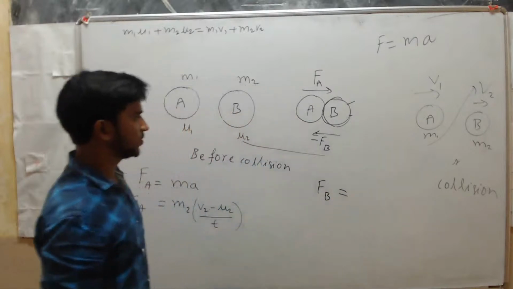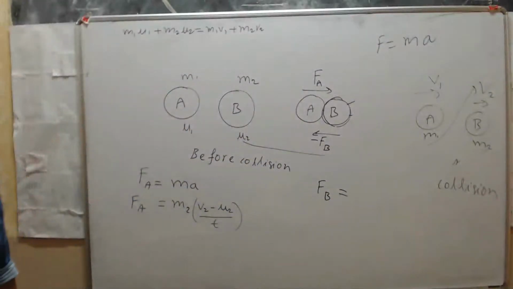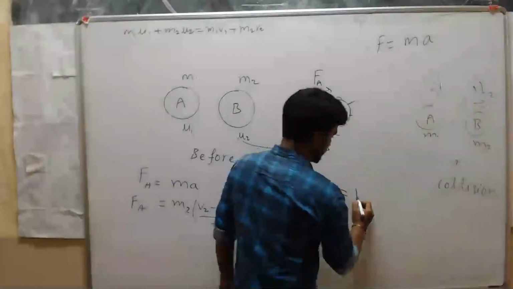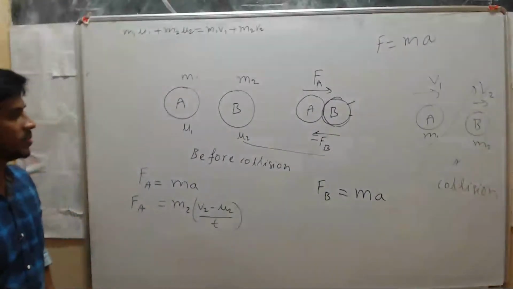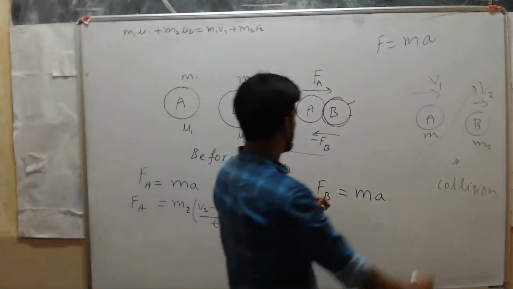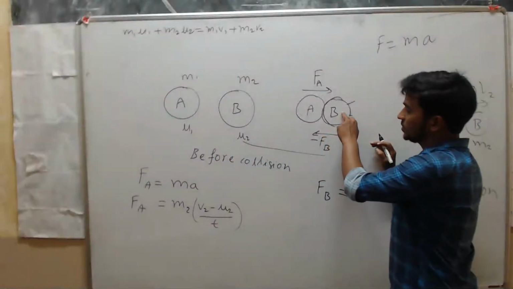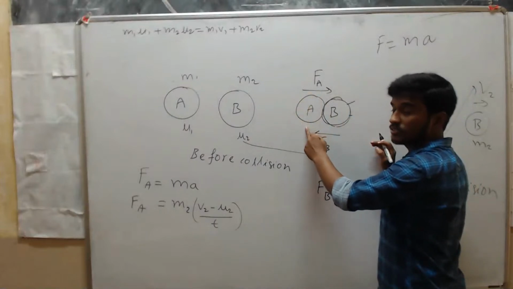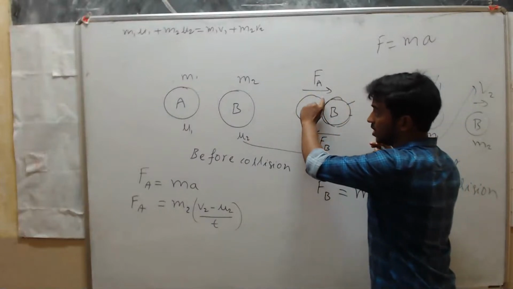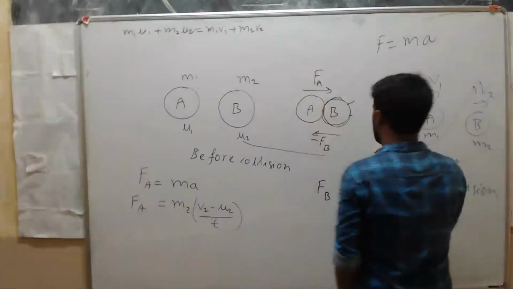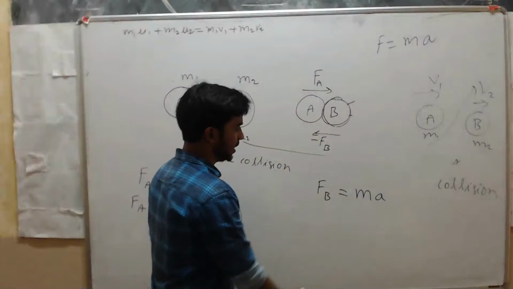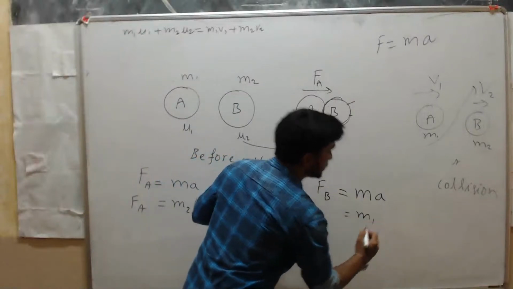Calculate the force Fb. Okay, so what is the formula? That is mass into acceleration. Clear? What is the mass? See here, this object B applies force on object A, right? So in this case, we should consider the mass of this object and the acceleration of this object. What is the mass of this object A? That is m1. And what is the acceleration?